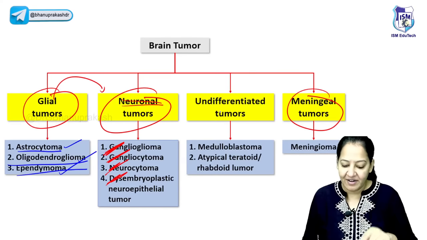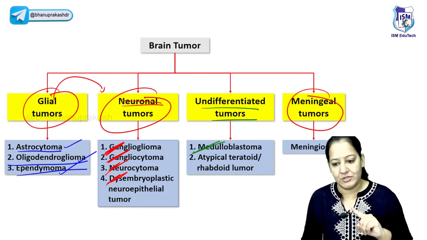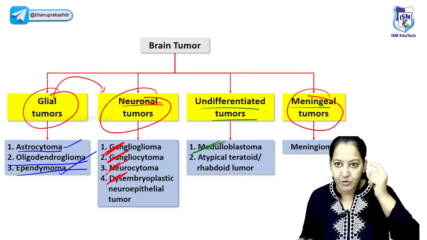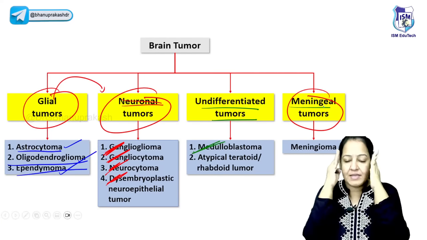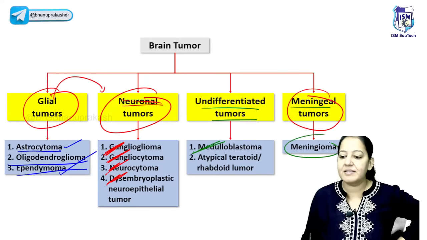After that, the third category is the undifferentiated tumors. The undifferentiated tumor is medulloblastoma, the most common one. And meningeal tumors arise in the meninges. I told you the three meninges, right? Pia mater, followed by arachnoid, followed by dura mater. So if a tumor occurs in the meninges, it's the meningioma.